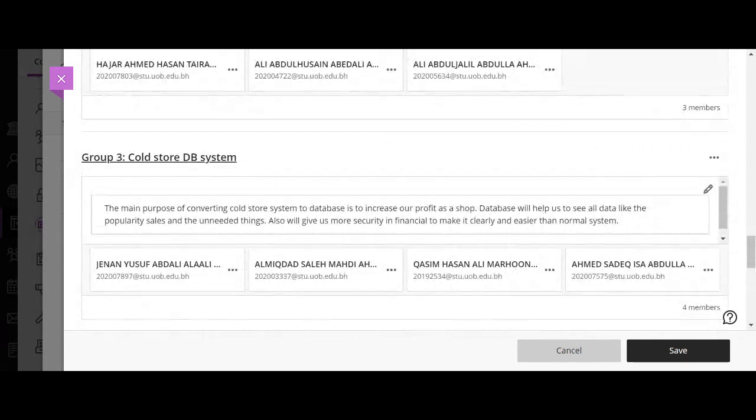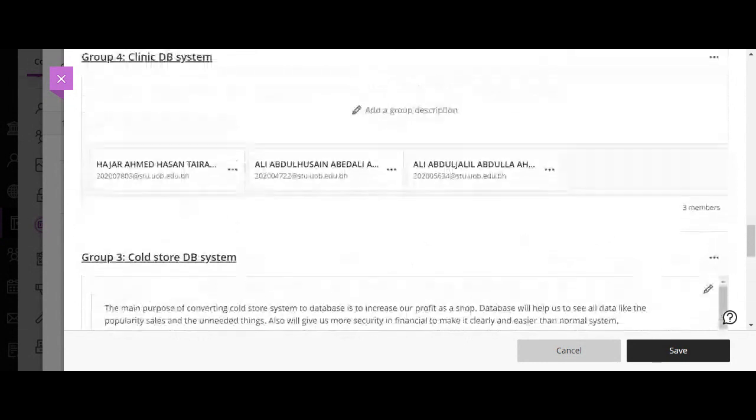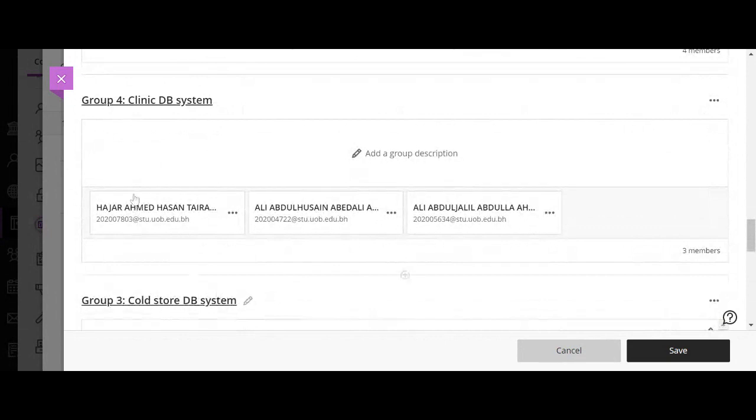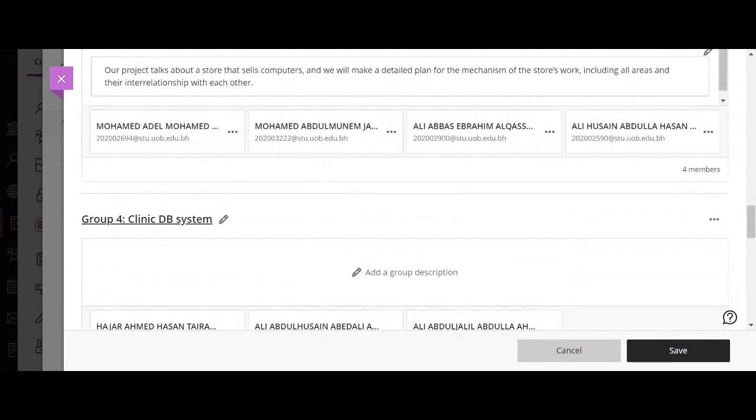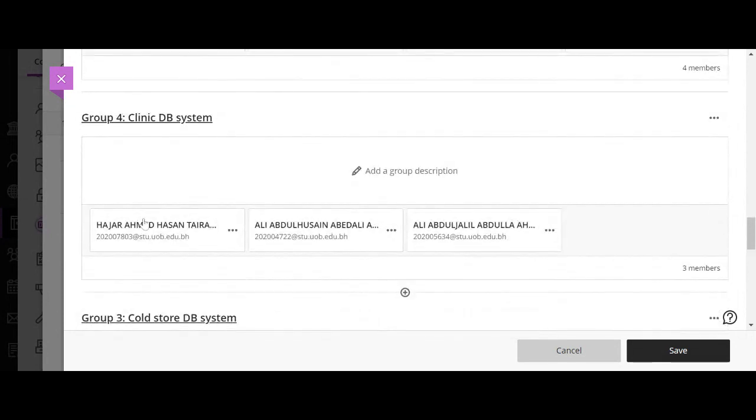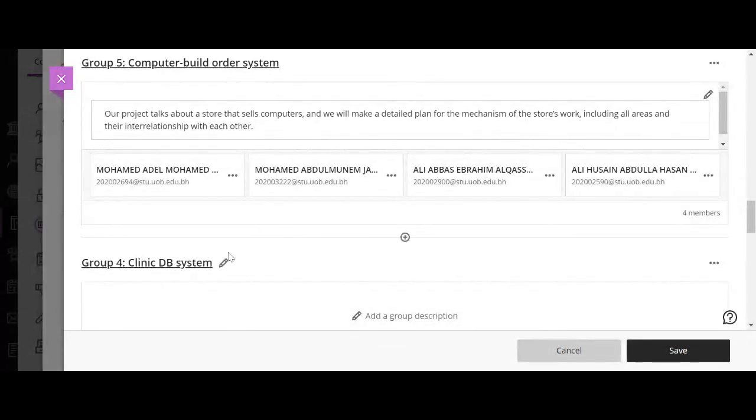These are 4. Group number 3, cold store database system: Jinan Yusuf, Al-Miqdad Saleh, Qasim Hassan, and Ahmed Sadiq. Group number 4, clinic database system: Hajar Ahmed, Ali Abdul Hussein, Ali Abdul Jalil. All right, there is one more missing here. Who is missing here, guys? I have assigned it to 4, I guess.